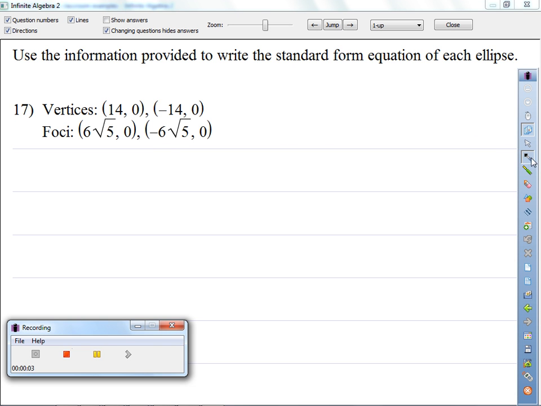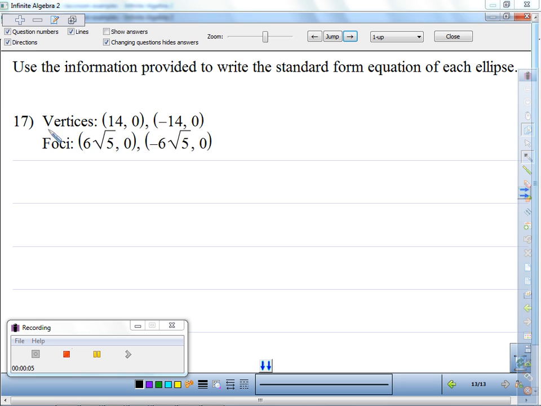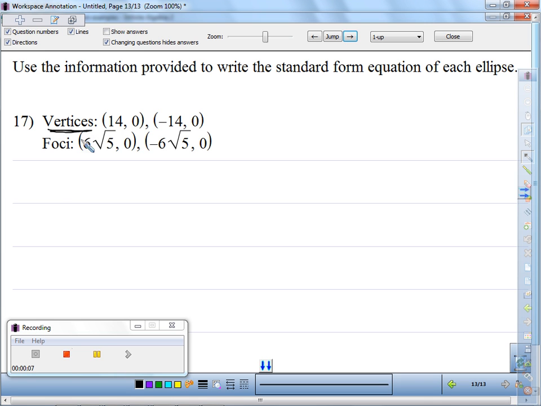Alright, you're given the A because you're given the vertices. So to come up with A squared, we're going to square the A value. So what's 14 squared? I think it's bigger. Yeah, 196. Okay, so that's A squared.